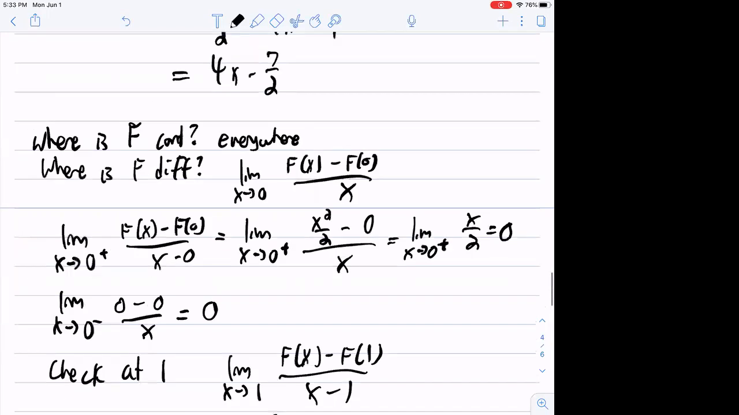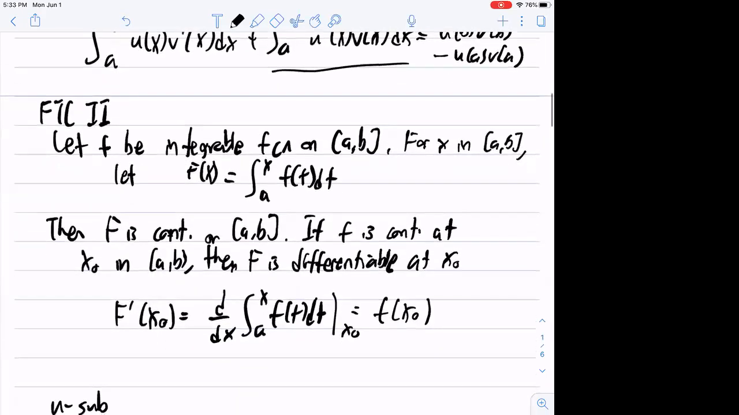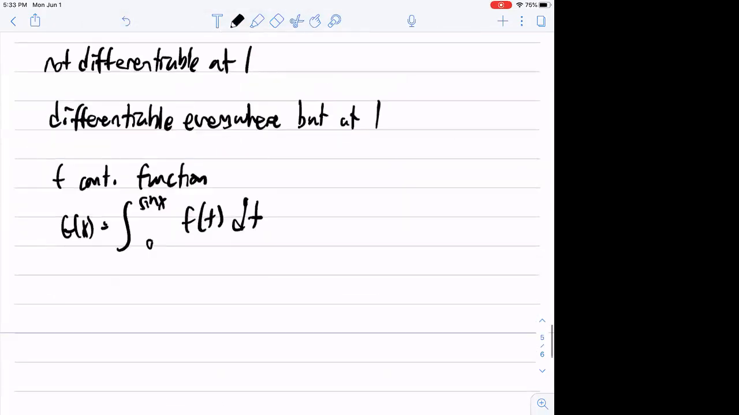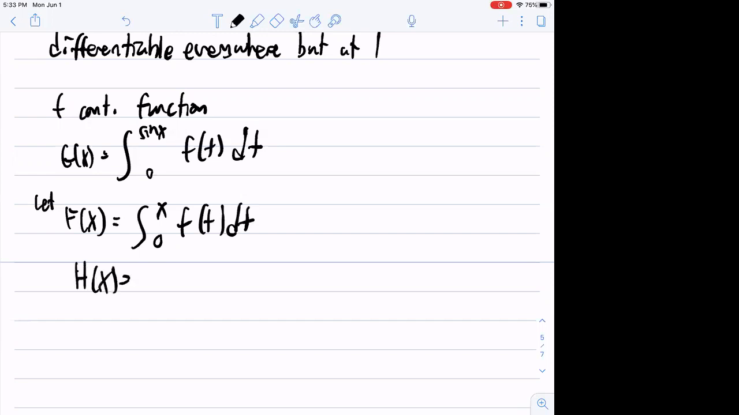So FTC 2, if I go all the way back, I can almost use it, except there's an x here. The problem is I have a sine x. So what I can do is let f of x be what I want, just the x on top. I could use FTC part 2, and then let h of x be sine x. Then what can you tell me about this? What is the composition?